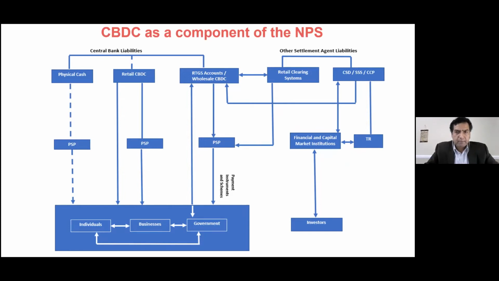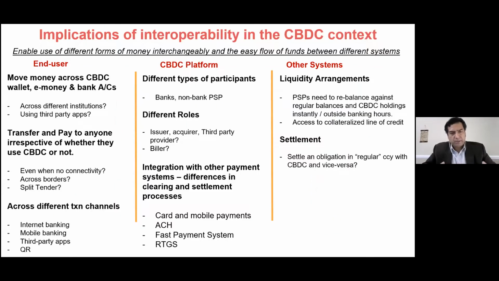So with that preamble, let me now start looking at what interoperability in the CBDC context means from different perspectives, from the end user perspective. What are the implications of that for the CBDC platform, and what are the implications for the other payment systems in the country? So I think one point for the end user is, will they be able to move money across CBDC wallet, if that's the user interface for them, to their e-money account and bank accounts which they own themselves, and potentially to other third parties, right? So are they able to do that? Or are they only able to transact in CBDC with other customers who have access to CBDC?